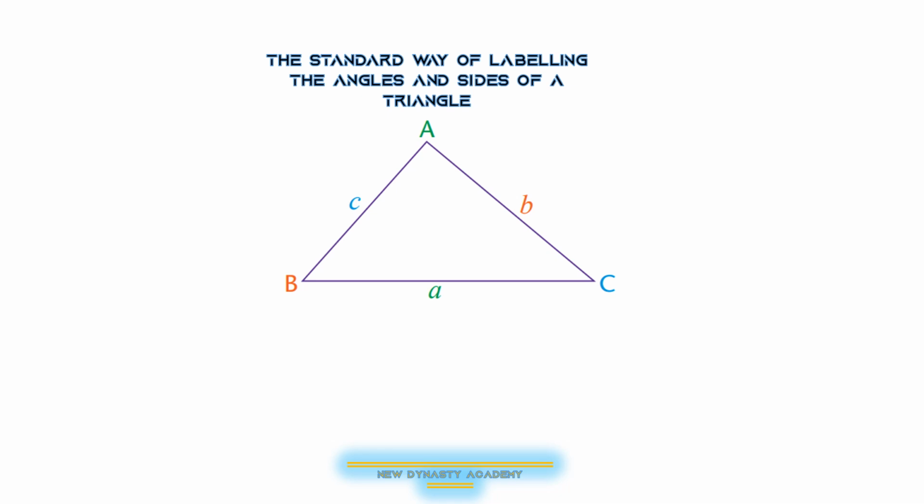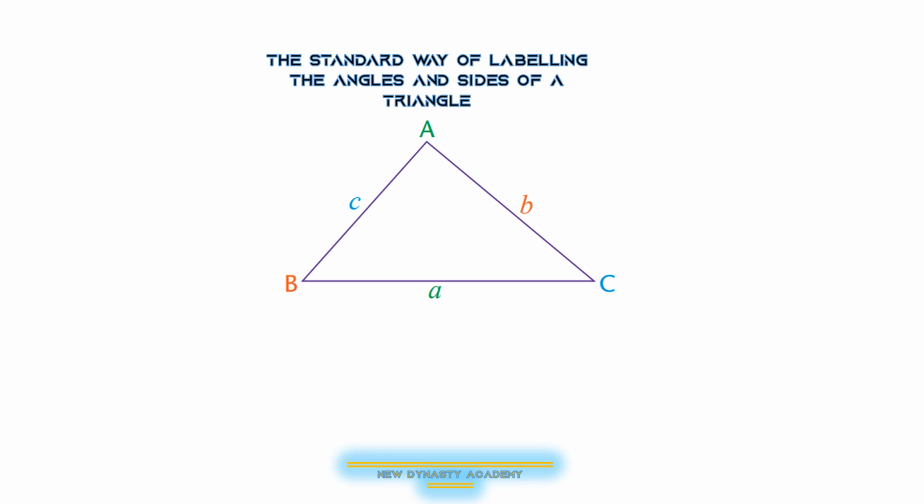Now, before we dive into deriving the sine rule, I want us to look at the standard way of labeling angles and sides of a triangle. In this triangle, we've got vertices A, B, and C, and those represent the angles of the triangle. You can see that the letters are given in upper case. Then we have letters that are written in lower case, and each letter in lowercase is opposite the letter in uppercase.